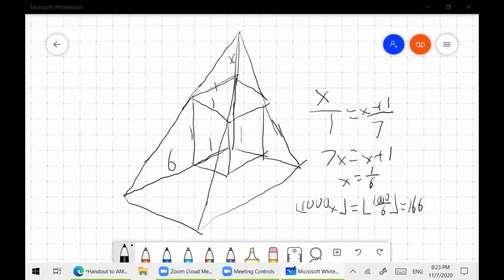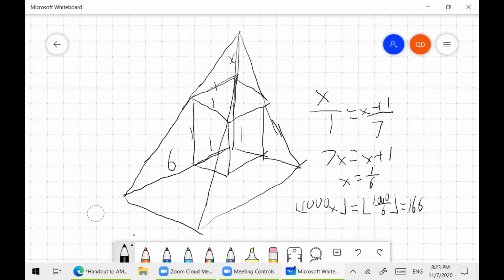Alright, so after you label everything, you can see that, hold on a second, okay, you can see that these two triangles are in fact similar. So x to 1 divided by x plus 1 over 7 equals x plus 1 over 7. And so solving that tells you x is 1/6, and so the floor of 1000x is 166.